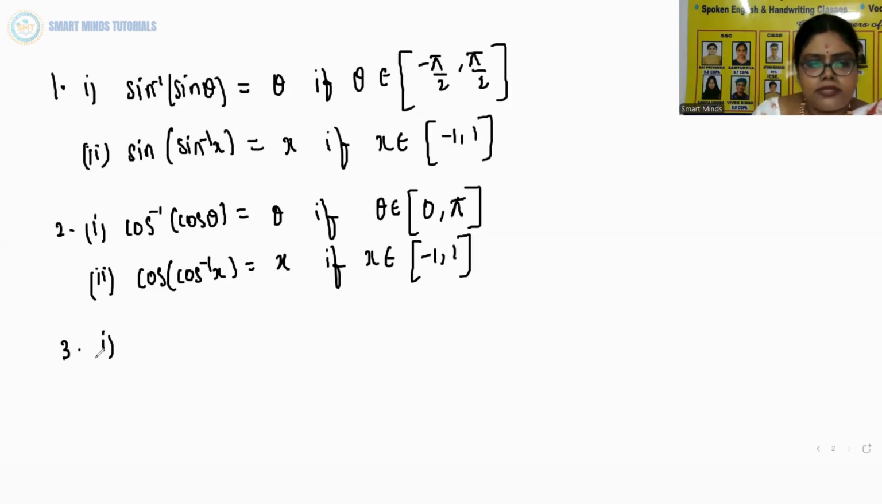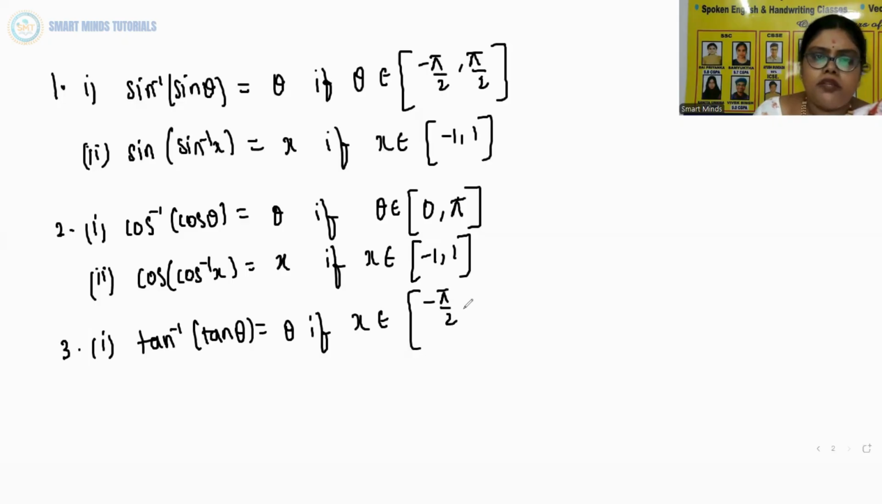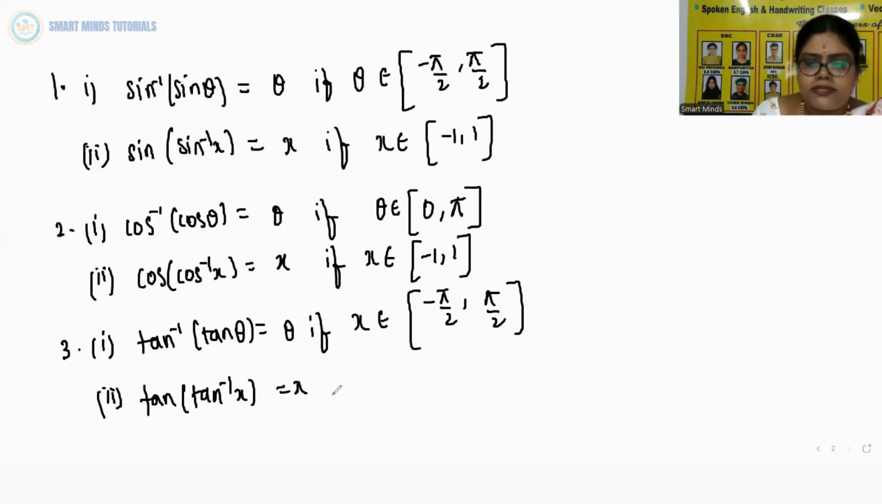Then the third formula is tan inverse of tan theta equals theta if x belongs to minus pi by 2 to pi by 2. Which means if the angle is in between minus 90 and plus 90, then tan inverse of tan theta becomes theta. Theta and x both are one and the same. There is not much difference between them. Then tan of tan inverse x equals x if x belongs to R.